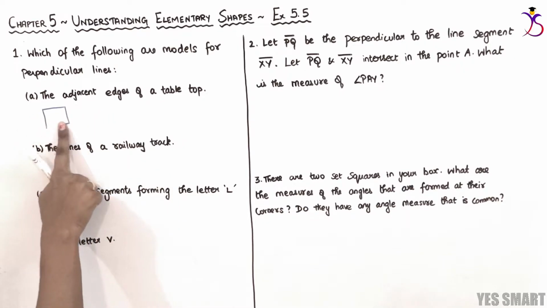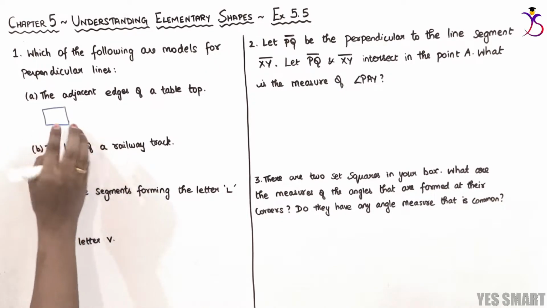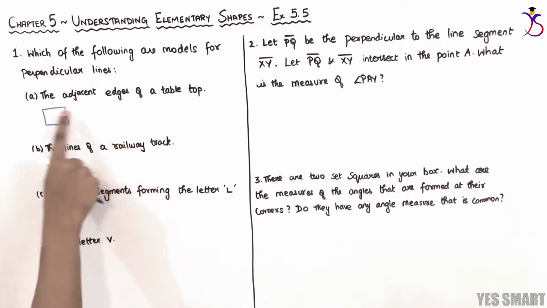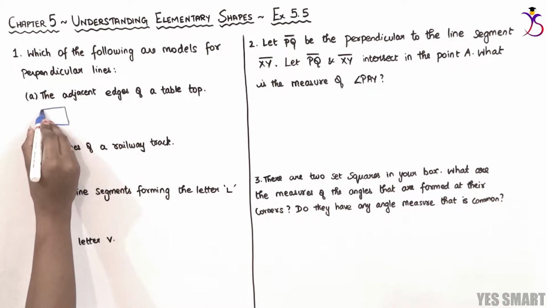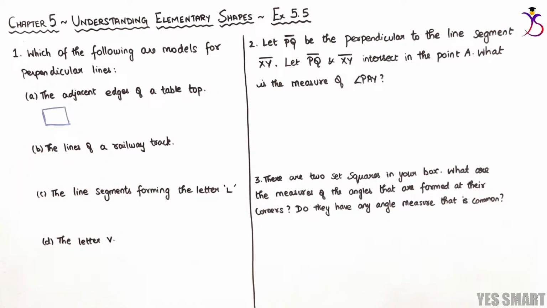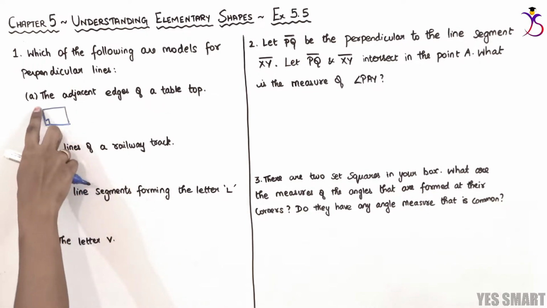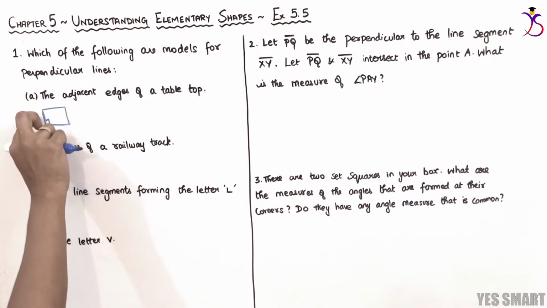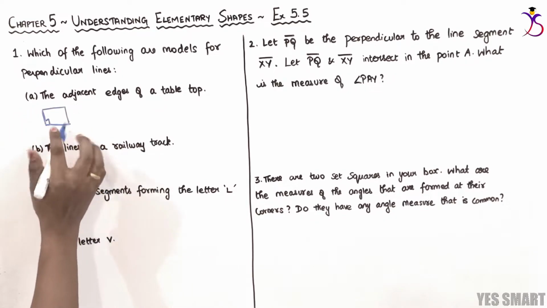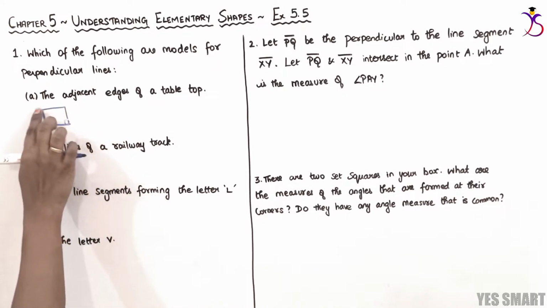Adjacent edges meaning edges that are near to each other. Adjacent means near. So that is this edge and this edge. Now they are asking whether these two edges are perpendicular lines. Yes, because perpendicular lines form 90 degrees. Here we have 90 degrees. Similarly, if you take these two edges also, because these two are also adjacent edges, right? If we consider these two edges also, we have 90 degrees here.